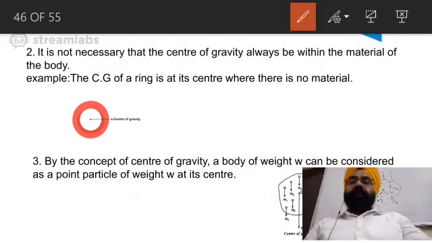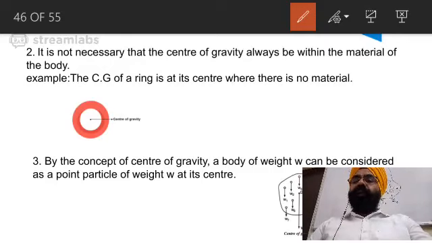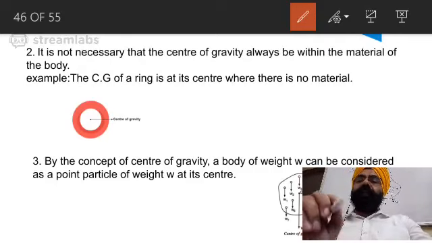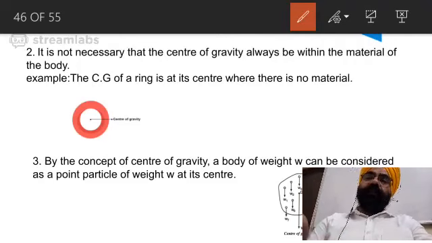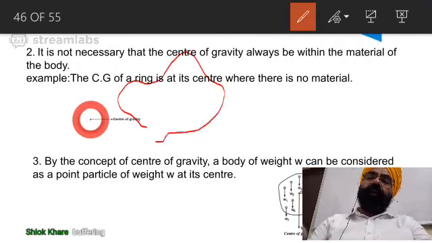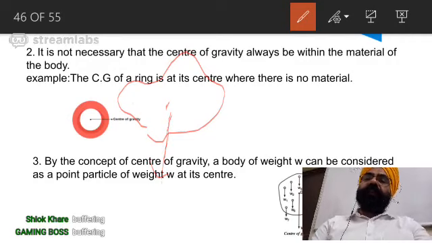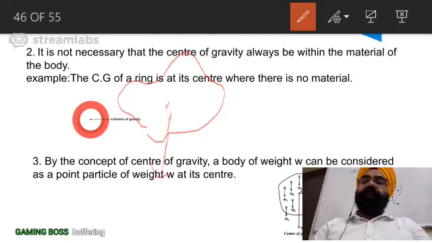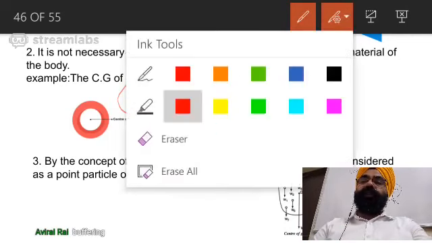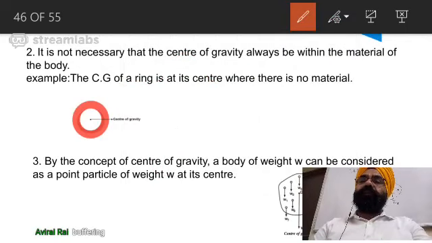By the concept of center of gravity, a body of weight W can be considered as a particle of weight W at its center. So if I have this body, and there were many particles, we consider that now the entire weight of the body is acting on this point. So we can consider this body as a point particle with the entire weight of the body concentrated at this point. Clear, everyone? I hope you have understood. I move forward.